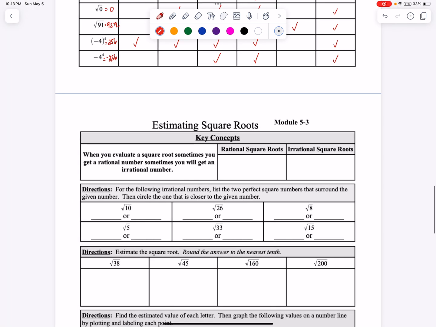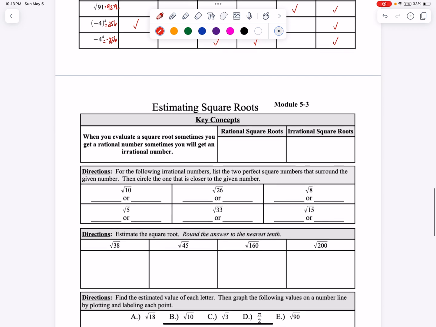All right, let's head to Module 5-3 if you're working on that today, and take a look at this.